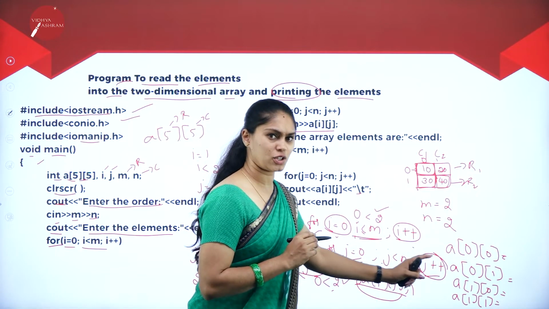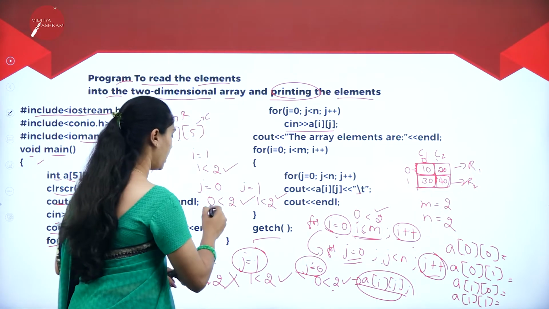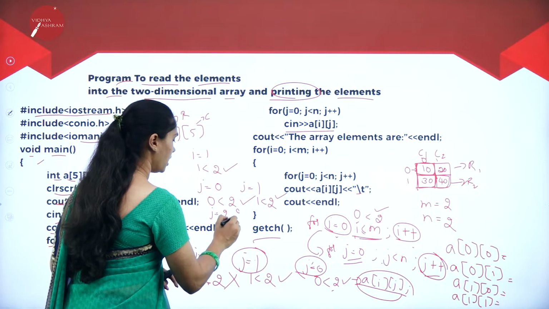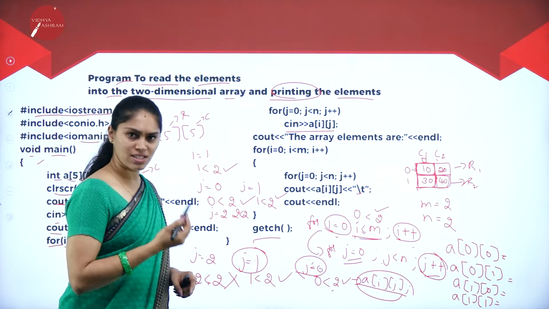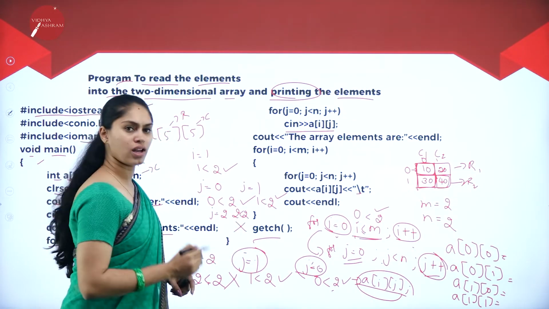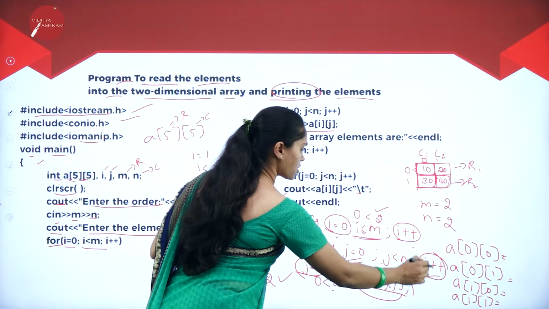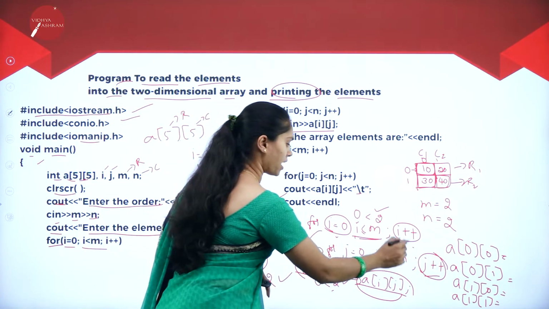j will be incremented to 2 now. So now again I have to check, j is equal to 2. Is 2 lesser than 2? Is 2 lesser than 2? No, it becomes false. If it is false, it comes back to this position. It comes back to i.